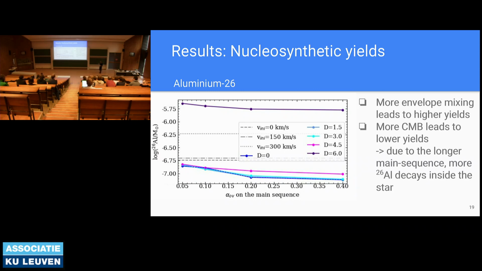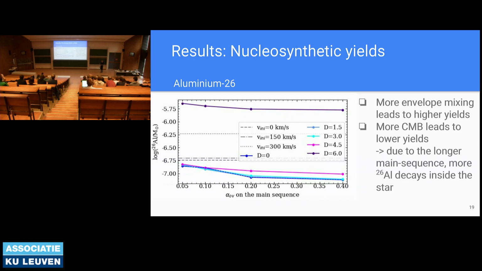So we look at this isotope, aluminium-26. It's a radioactive isotope with a half-life of 0.7 megayear. And this isotope is very interesting to look at because we can actually observe it. So we can see it in the interstellar medium by its gamma decay. And we can see it in the early solar system when people grind up meteorites.